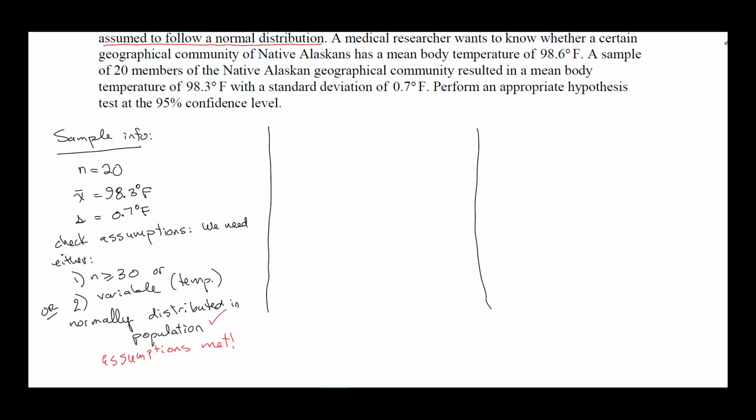Okay, something else you may want to write down here that we're going to need later is our degrees of freedom. This is going to be n minus 1, and so that's 20 minus 1, or 19. That's a good spot to write that down as well.